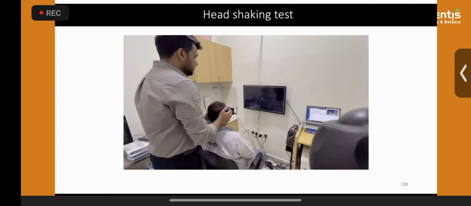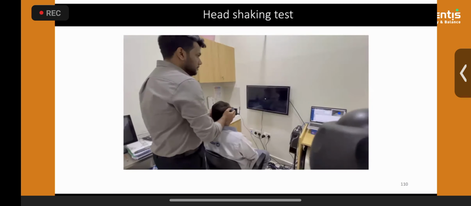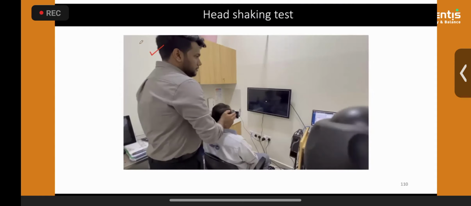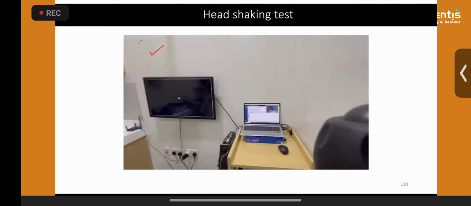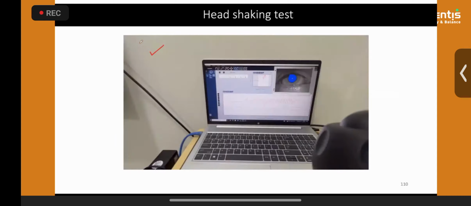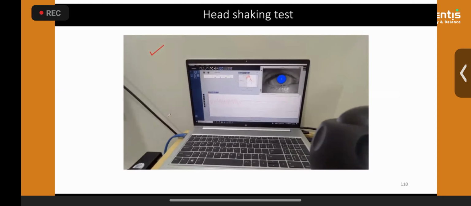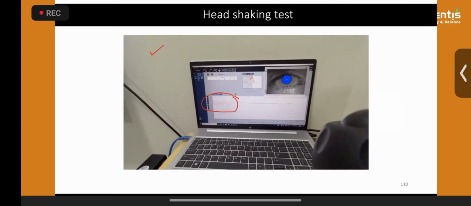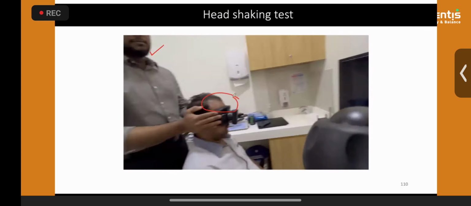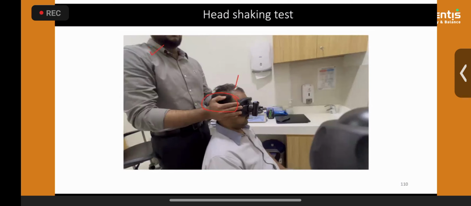Nystagmus. Now let us see, he is our audiologist. We can call him vestibuologist because he is now an expert in vestibuology also. So he is performing the head shaking test. You can see the head shakes. Okay, after the head shake, he has stabilized the head, and then we watch for the nystagmus. I will play this video again.